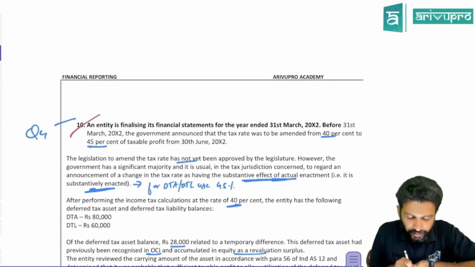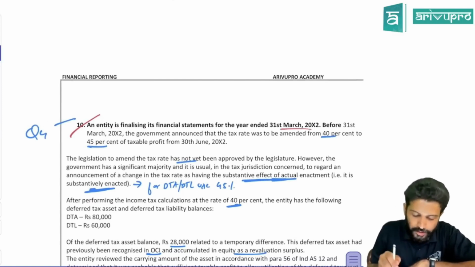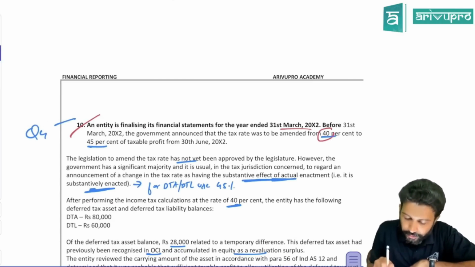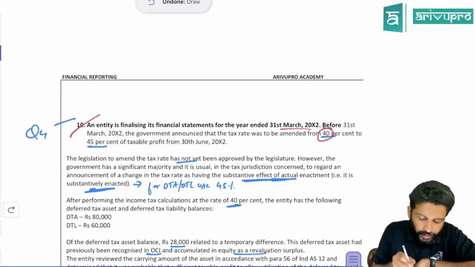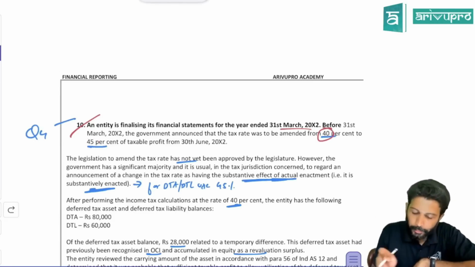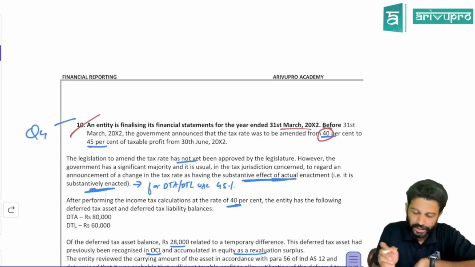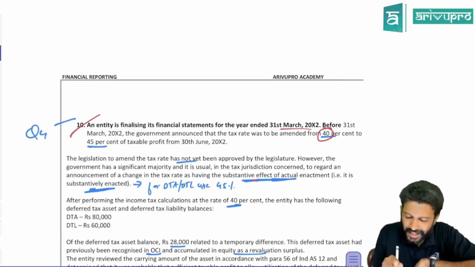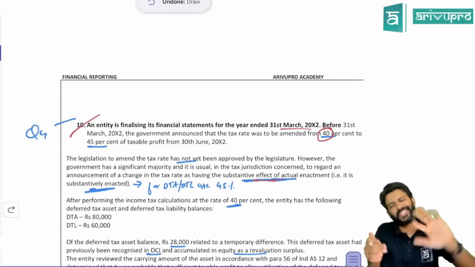An entity is finalizing its financial statements for the year ended 31st March 2012. Before 31st March, the government announced that the tax rate was amended from 40 to 45%. The legislation to amend the tax rate has not yet been approved by the legislature. However, the government has a significant majority, and it is usual in the tax jurisdiction concerned to regard the announcement of the change as having substantial effect. That means indirectly they're saying it is substantially enacted. So this increase in the tax rate is substantially enacted.